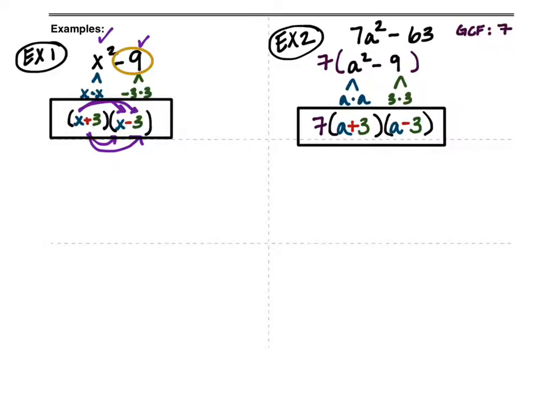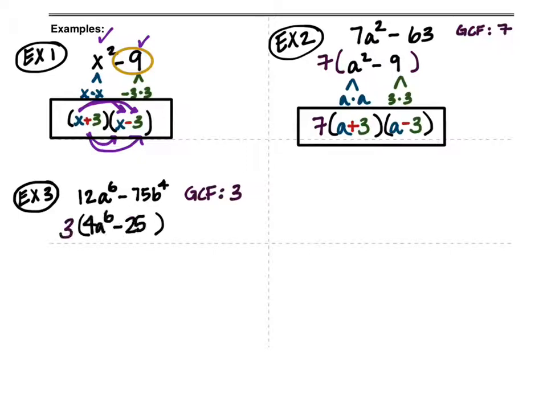On example number 3, we're going to do something slightly different. So we have 12a to the 6th minus 75b to the 4th. I'm going to take a look, and I have a GCF here of 3. So I pull that GCF right out in front, and I place the remaining factors inside the parentheses. That gives me 4a to the 6th power minus 25b to the 4th power inside those parentheses.